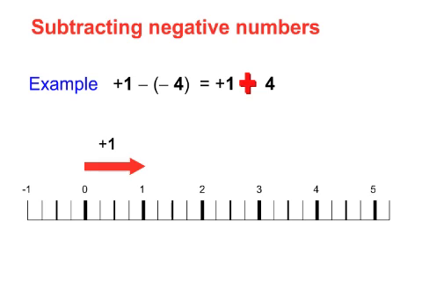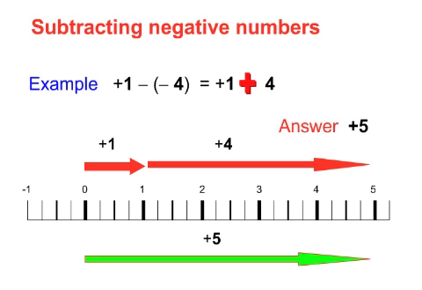Plus 1 is moving 1 place to the right. Adding 4 will be adding 4 more, giving us an answer of 5. In other words, positive 1 minus negative 4 is positive 5.